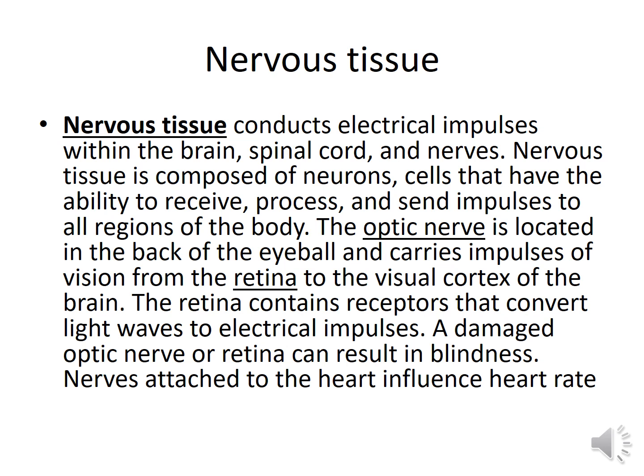The retina contains receptors that convert light waves into electrical impulses. A damaged optic nerve or retina can result in blindness. There are nerves that are attached to the heart that influence heart rate.